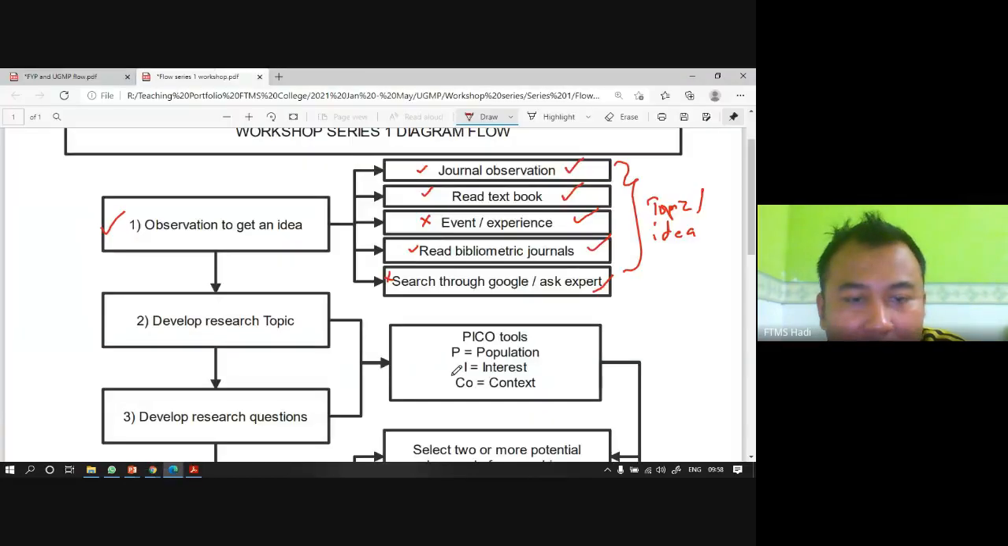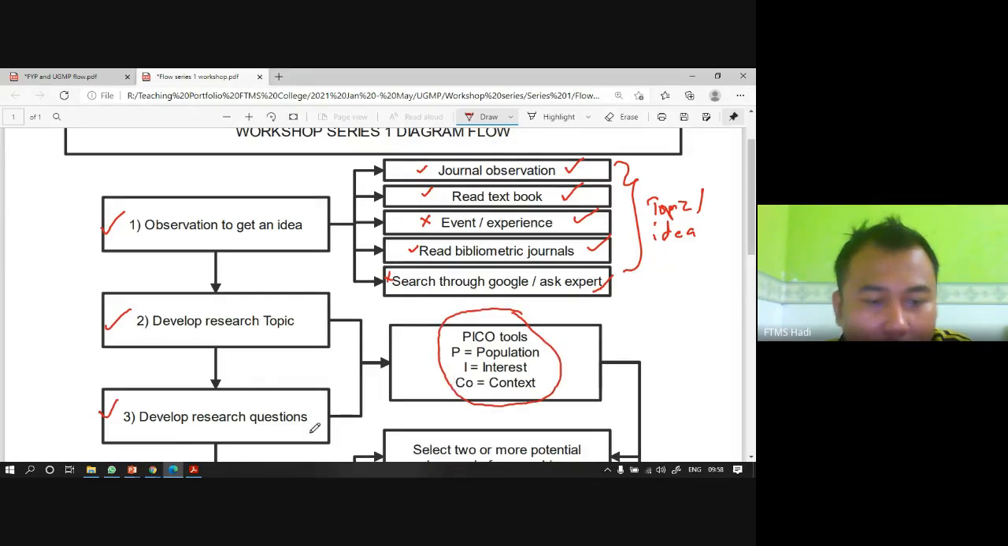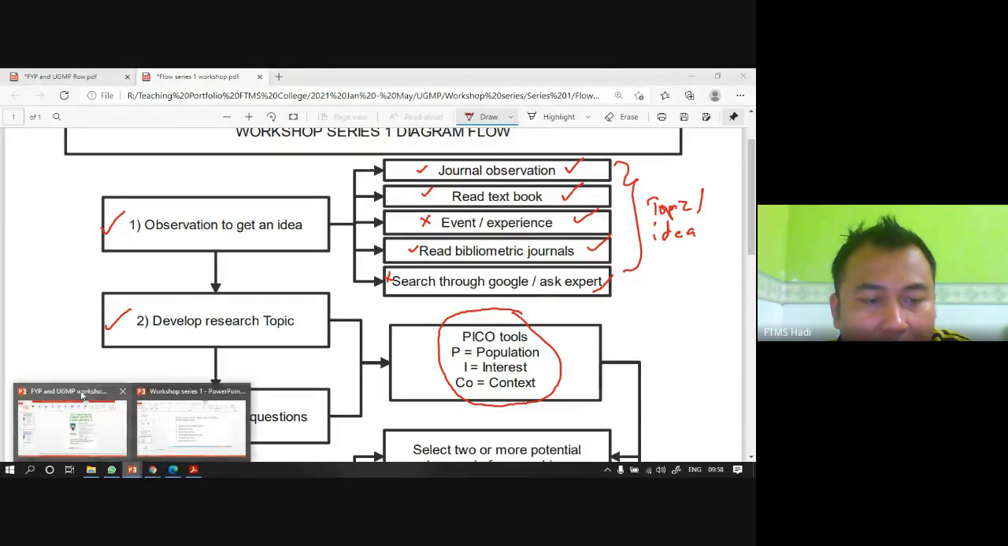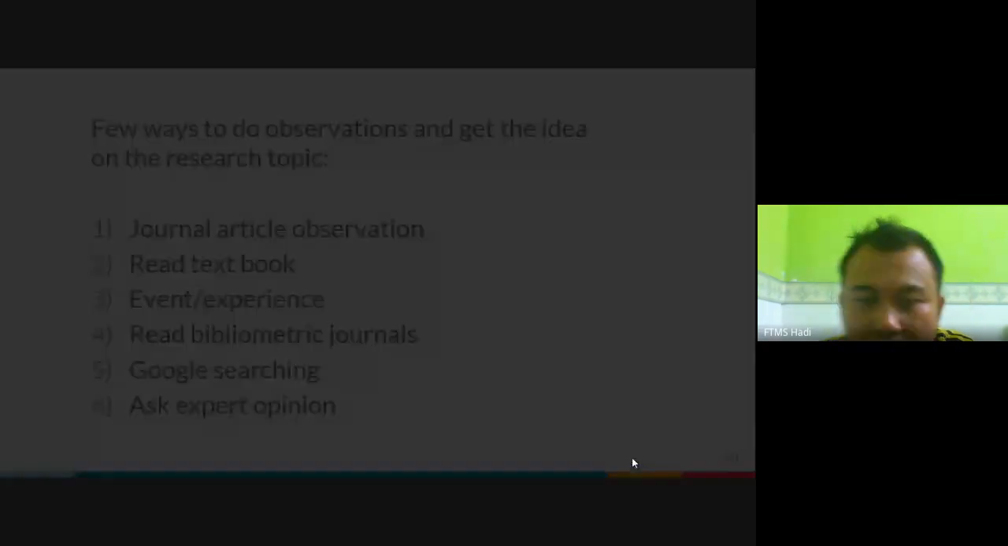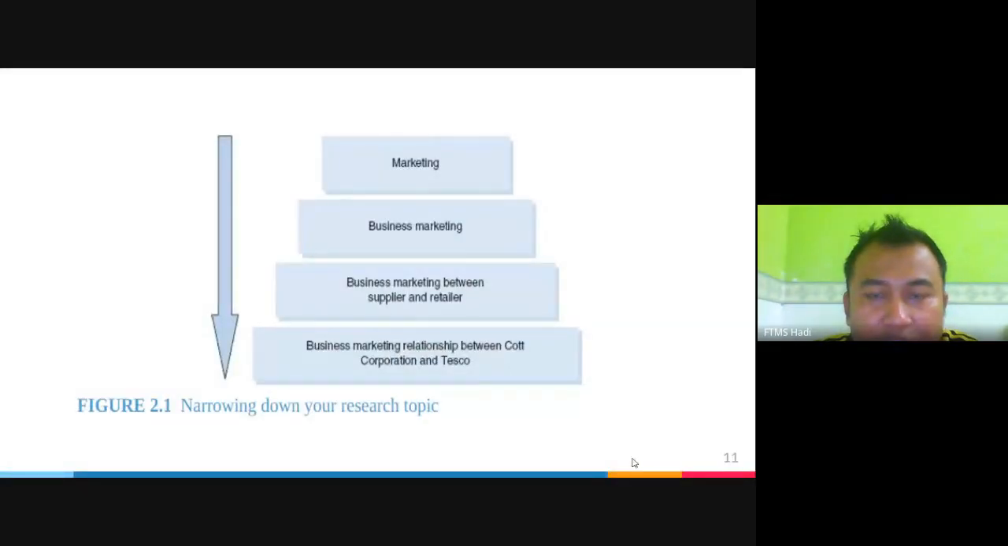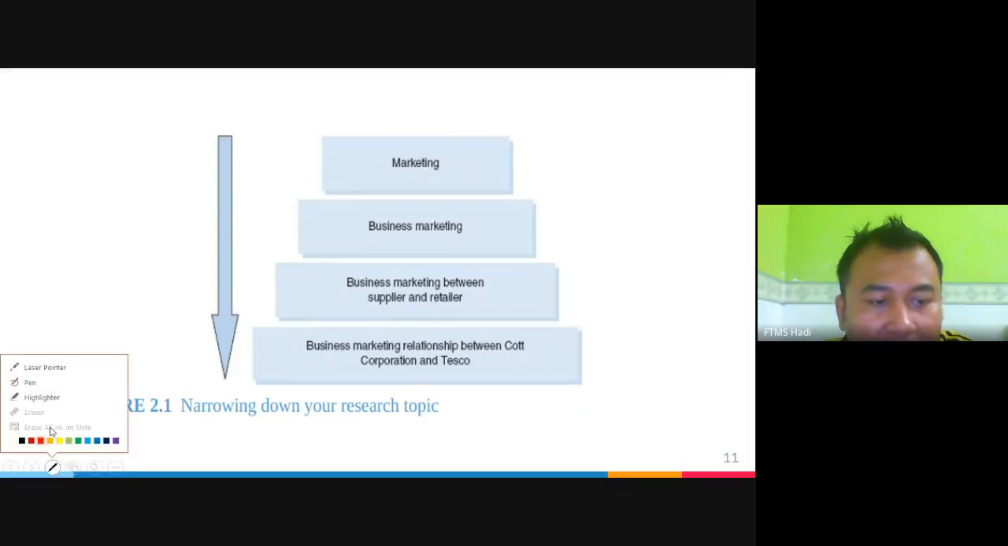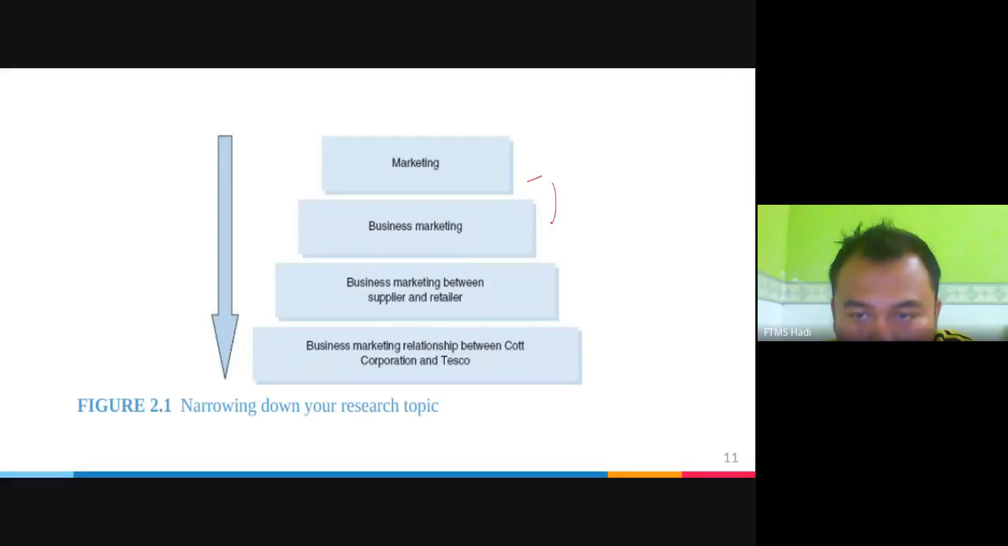Let's have a look at number 2, which is develop research topic. Developing the research topic is aligned with developing the research question. I'm using this method we call PICO. Once you have an idea about how to do this, then narrow down the research topic. That means like this: you are doing marketing, and then you narrow down to business marketing, then to supplier and retailer, and then to the corporation, which is corporation and Tesco. That is one idea.